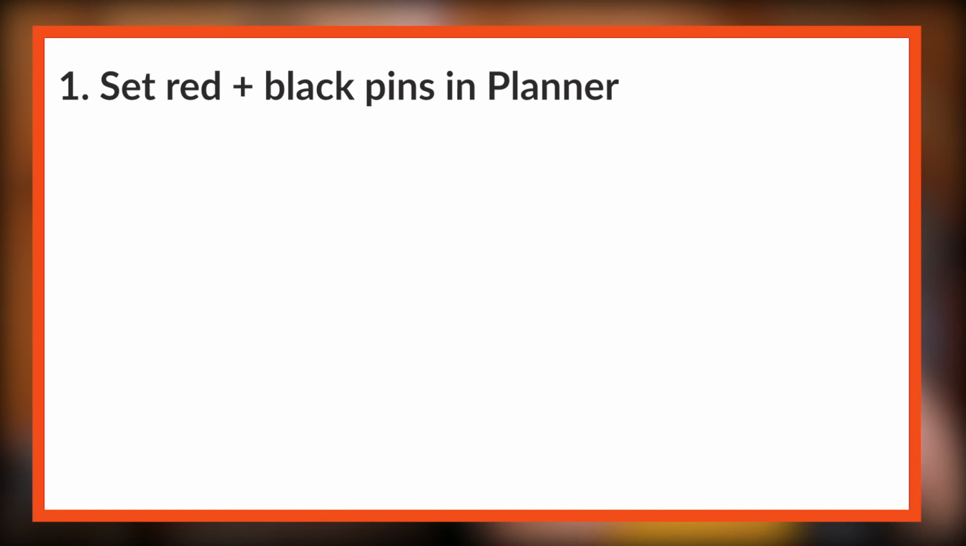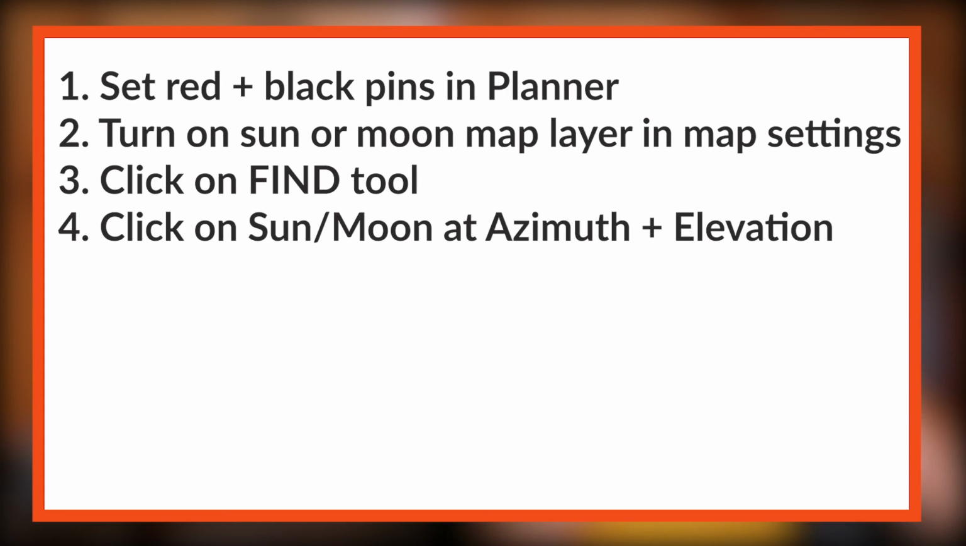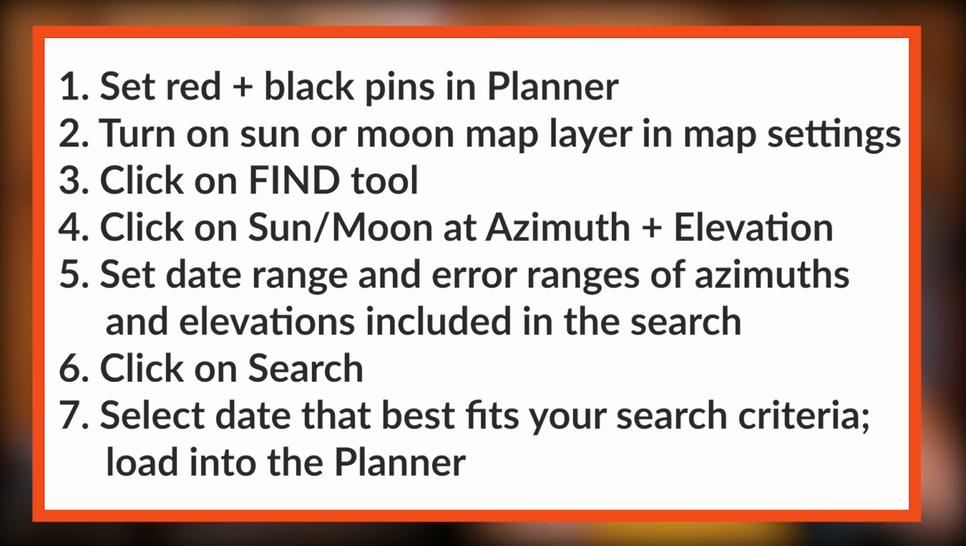and click Save. So now that you know about the Find tool and the different ways to use it, let me just summarize for you the quick step-by-step process for planning a sun or moon image in just a few simple steps. So 1, set the red and black pin in the planner. 2, turn on the map layer for the sun or moon in the map settings. 3, click on the Find tool. 4, click on the sun at azimuth and elevation or moon at azimuth and elevation options. 5, set your desired date range and change the error range of the azimuth and elevation if you'd like. 6, click on the search icon at the top. 7, select the date that best fits your parameters and load it into the planner. And that's it. Pretty easy peasy, right?